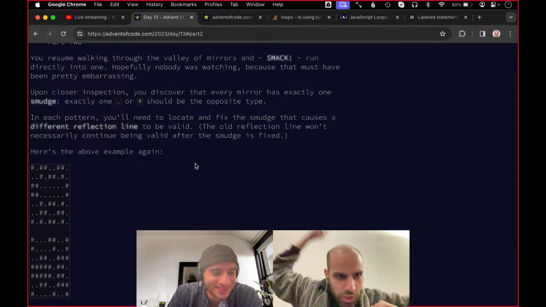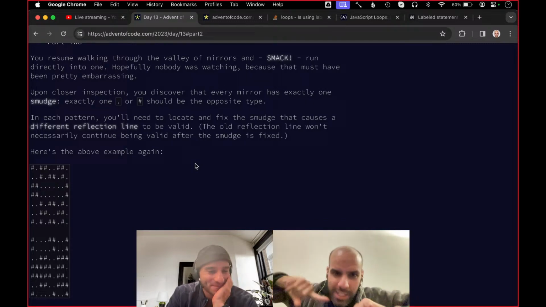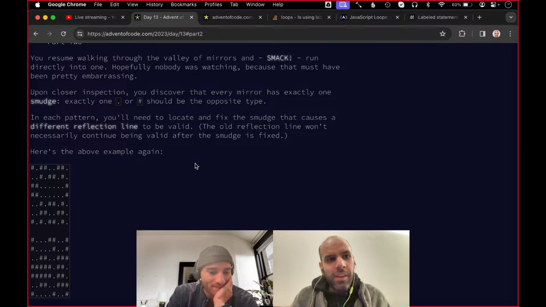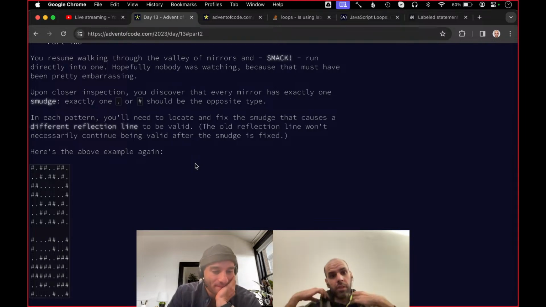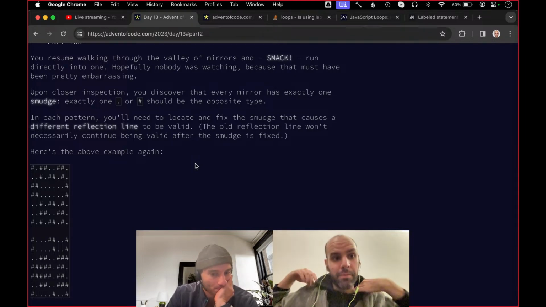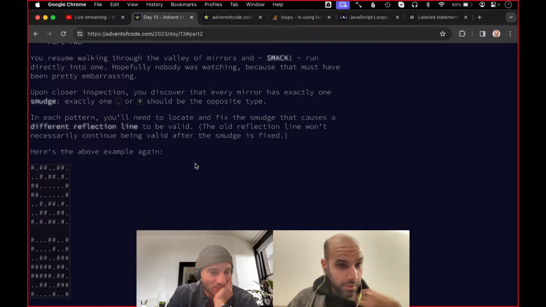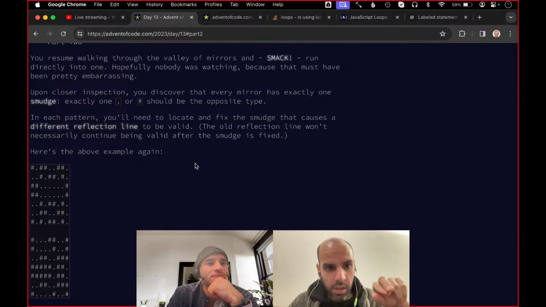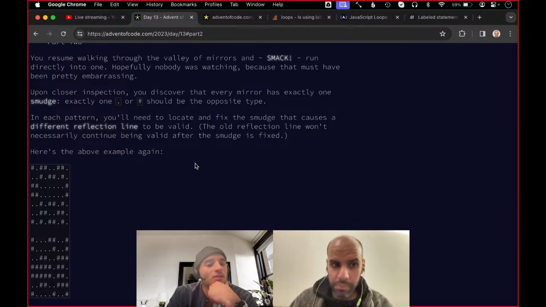Now, for Part 2. You resume walking through the valley of mirrors and smack. Run directly into one. Hopefully nobody was watching because that must have been pretty embarrassing. Upon closer inspection, you discover that every mirror has exactly one smudge, exactly one dot or pound that should be the opposite type.